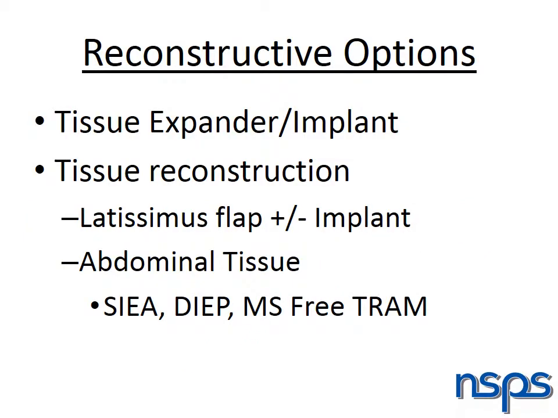The three most commonly performed surgeries for breast reconstruction are tissue expander implants, Latissimus flap with or without an implant, and abdominal tissue reconstruction, including the SIEA, DIEP, and muscle-sparing free TRAM flaps. The Latissimus flap and abdominal tissue flaps are considered tissue reconstruction because they use tissue from your own body for reconstruction. Depending on your reconstruction needs and your personal preferences, we may use one or more of these procedures to produce your desired outcome.